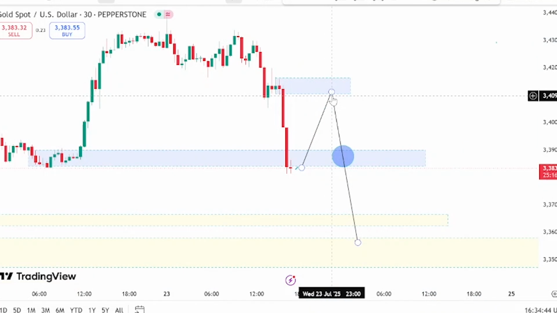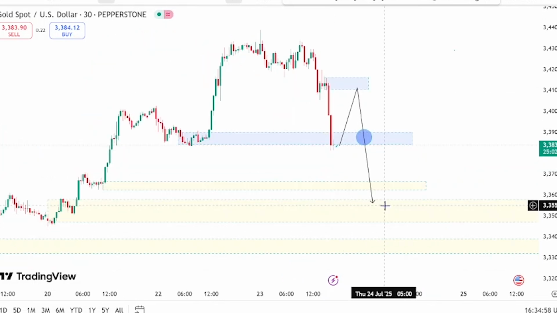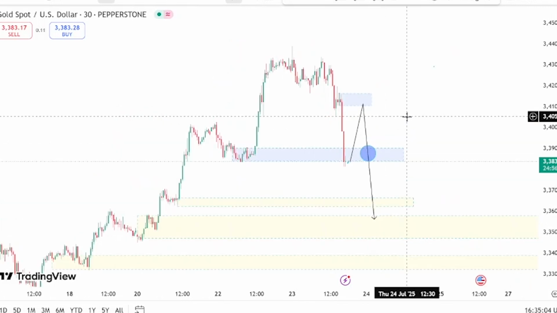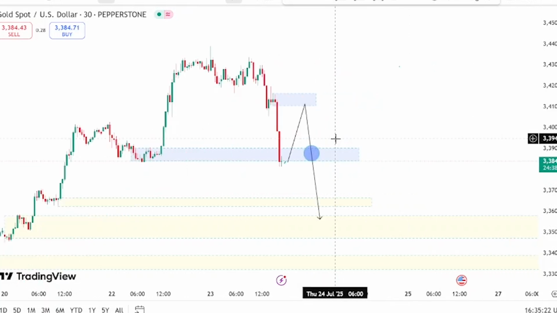So now if we take a sell from this area, this will be our first TP. This is our second TP from this area, and even this below is going to be our final target, where we are expecting a stronger confirmation to take a buy. So that's what we are expecting from gold market from this area. Let's see what happens.